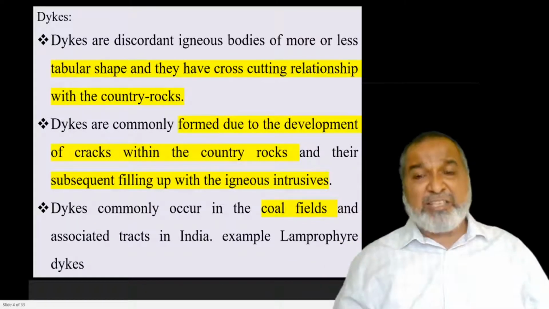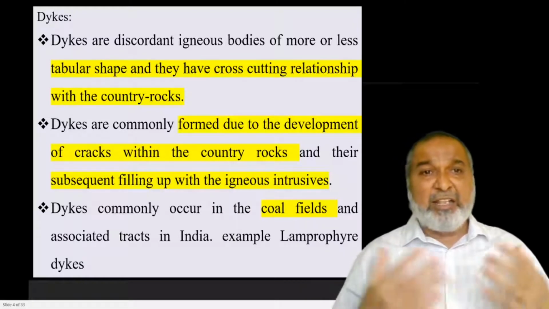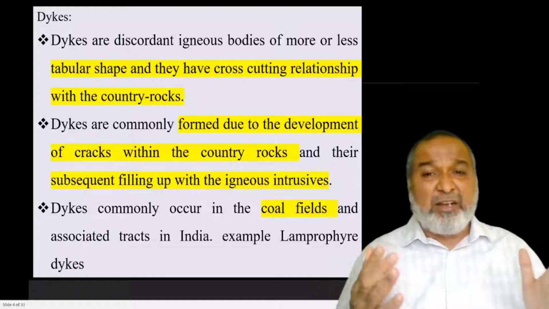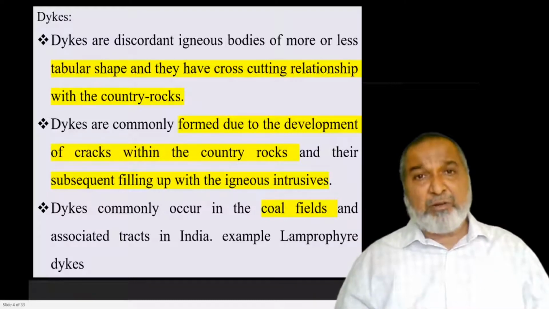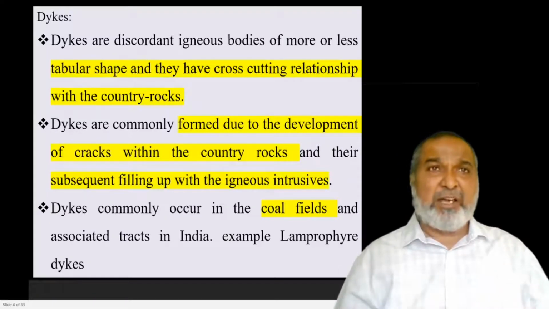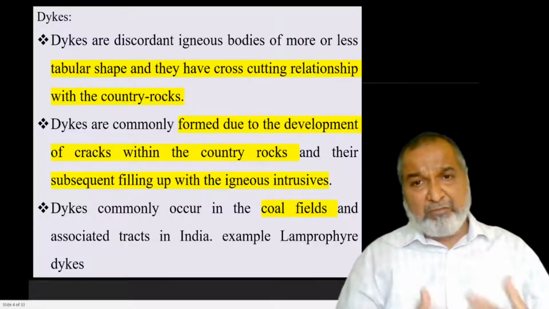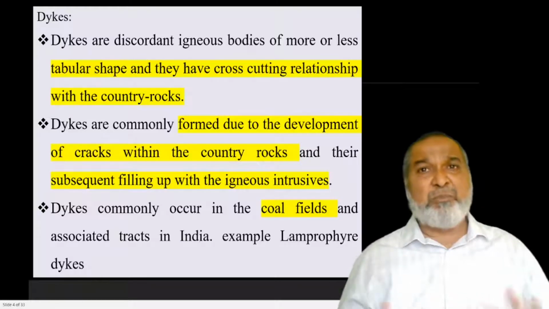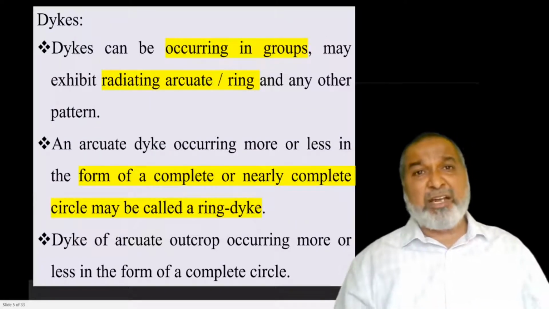And commonly the dikes occur in the coal fields of India, and these are lamprophyres. For example, in Maharashtra near Alibag, Korlai, there are a number of dikes. I have gone there for field work, and I have seen a number of lamprophyre dikes. So this is what we have, the dikes.